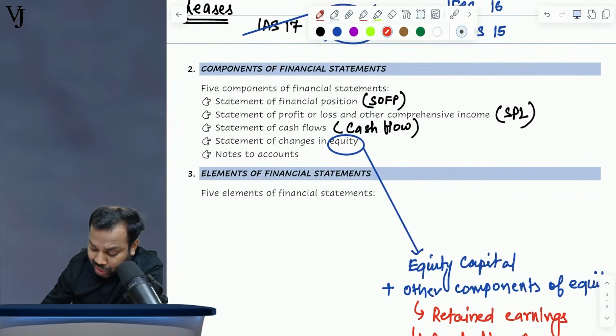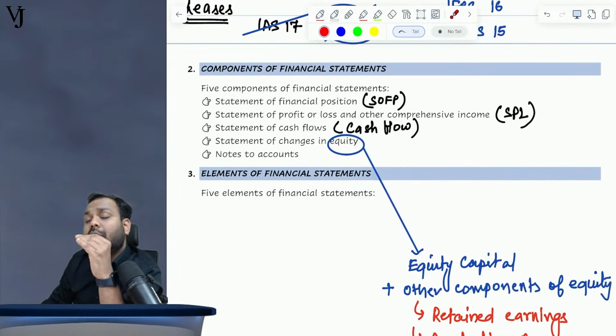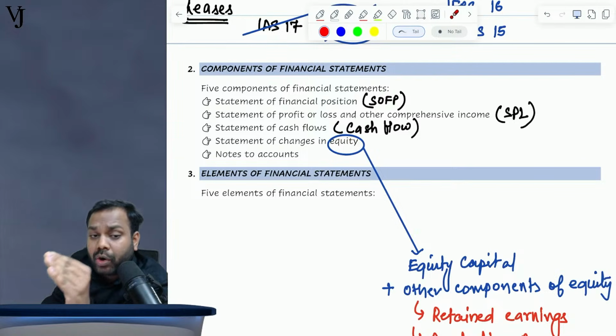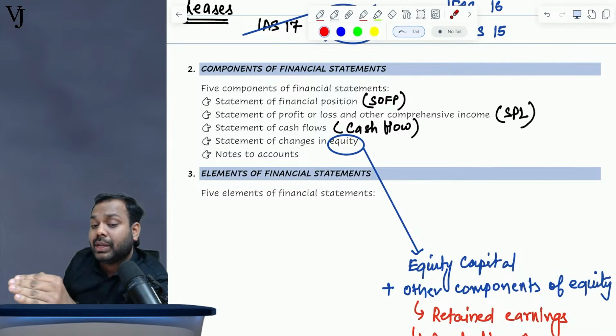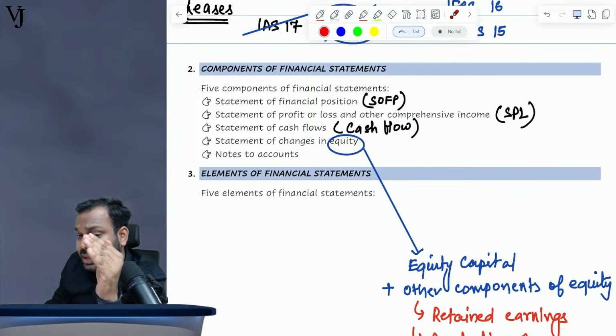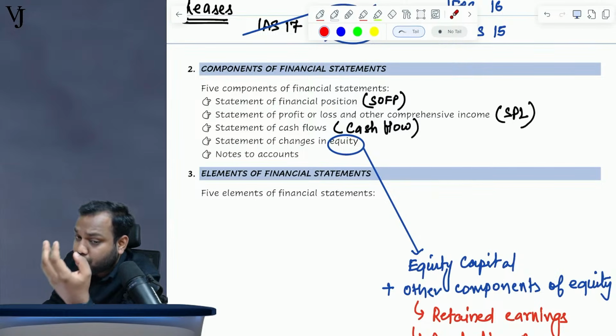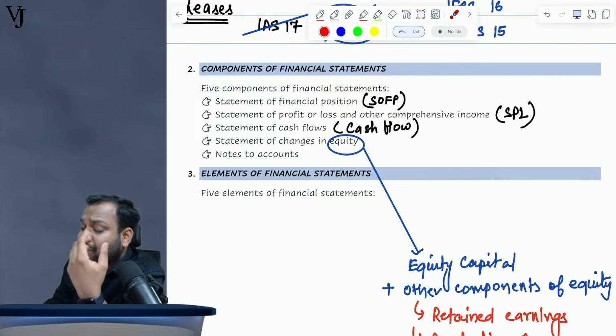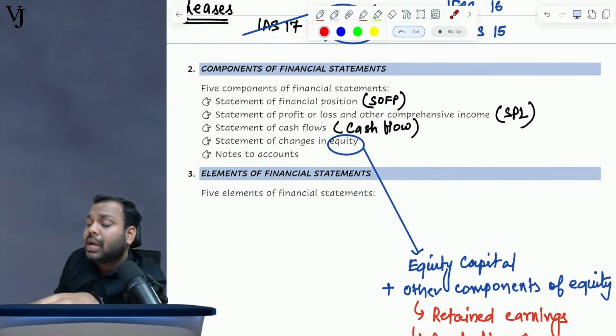So now in the statement of changes in equity, we saw the movement of equity share capital during the year. What was the opening number of shares? How many shares did we issue during the year? How many bonus shares did we issue? How many shares did we buy back? How many rights shares did we issue? What is the closing number of shares?